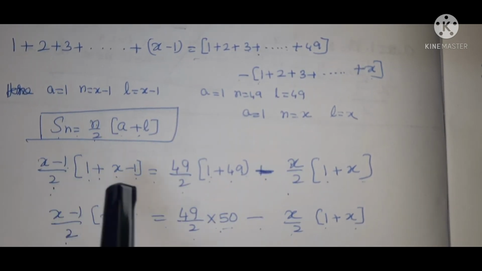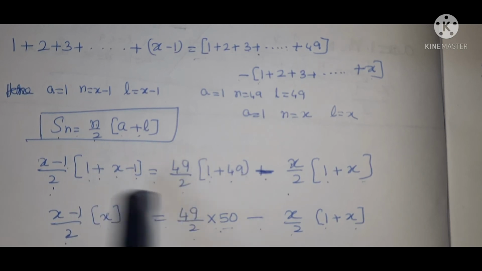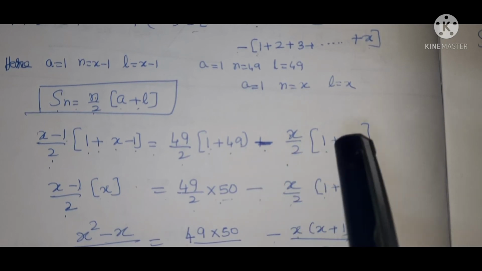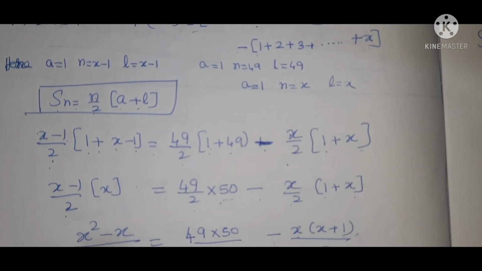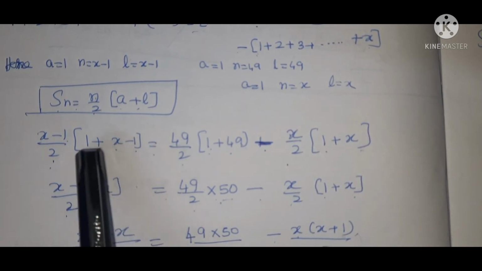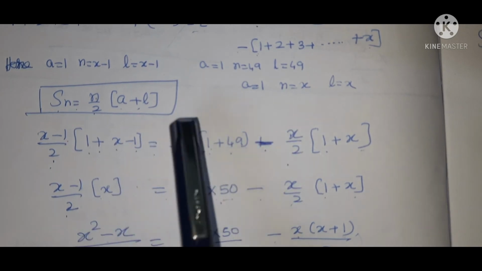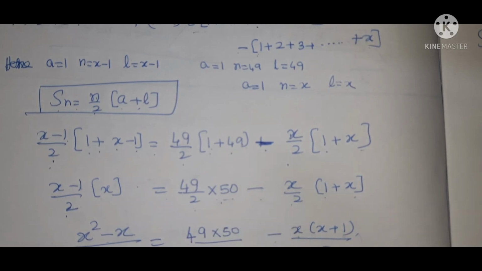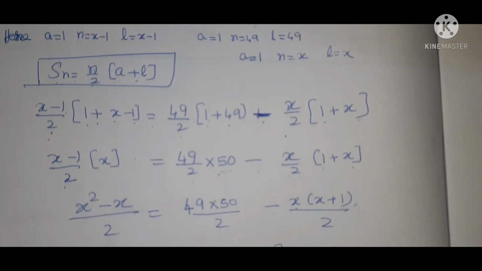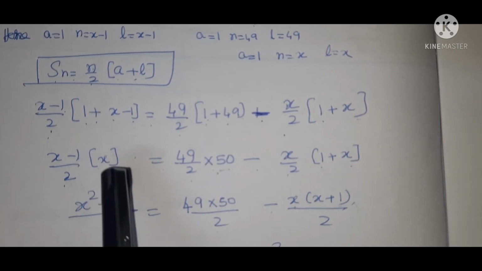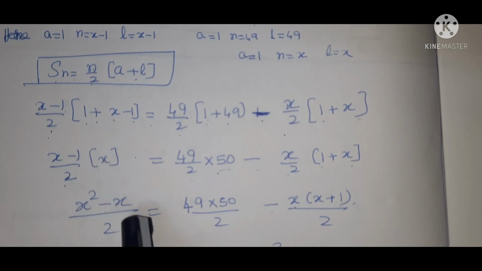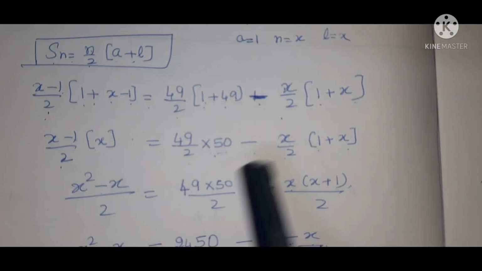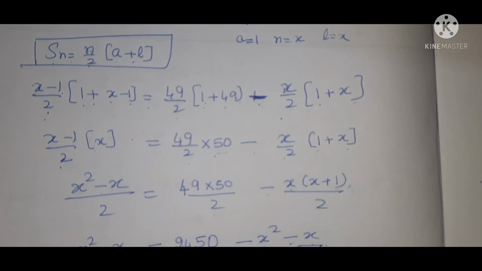(x minus 1) by 2 into (1 plus x minus 1) is equal to 49 by 2 into (1 plus 49), minus x by 2 into (1 plus x). The left side: (x minus 1) by 2 into (1 minus 1 plus x), that is x. The right side: 49 by 2 into 50, minus x by 2 into (x plus 1). Multiplying out, x into x is x square, and so on, which gives 49 into 50 by 2 minus x into (x plus 1) by 2.